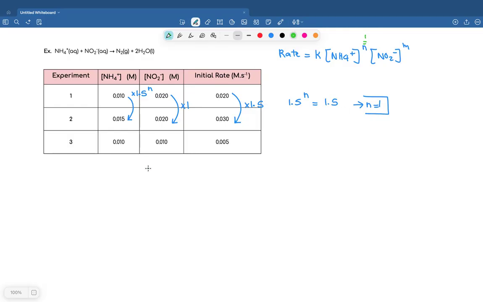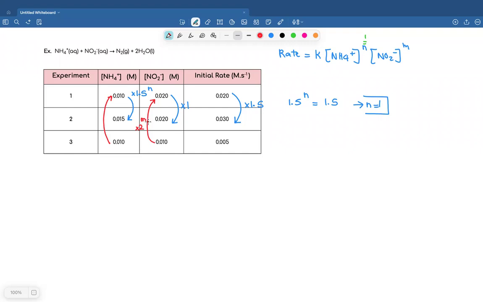We do the same thing now for the second reactant. This time we have to keep the concentration of NH4+ constant, and then see how changing the concentration of NO2- will affect our initial rate. For that, I have to look at experiments 1 and 3, because that's the only time that NH4+ is constant. As you can see from here to here, the NH4+ is not changing. As I was suggesting, it's better to always go from the smaller concentration to the larger concentration. So as I'm going from 0.01 to 0.02, the concentration of NO2- is increased by 2, and we put it to the power of m because that was the order of NO2-.